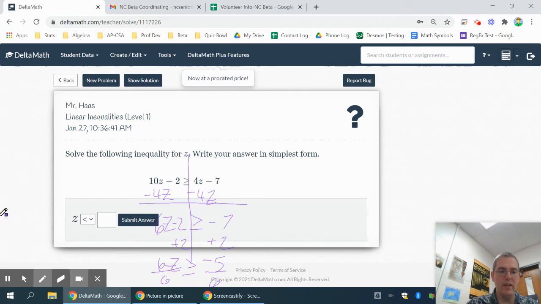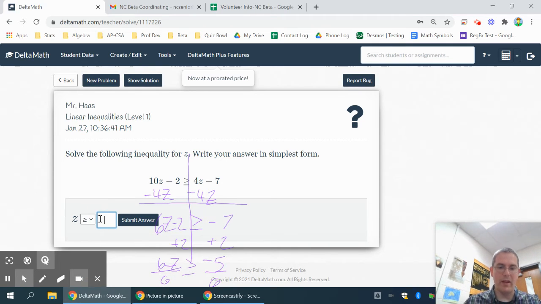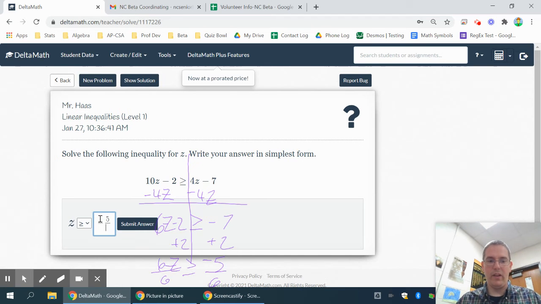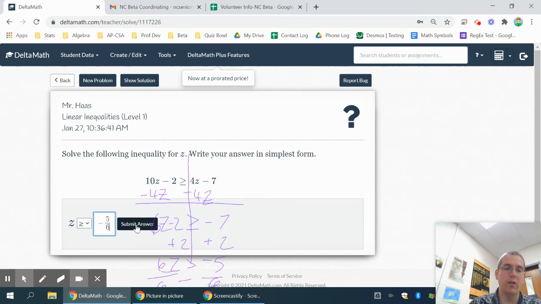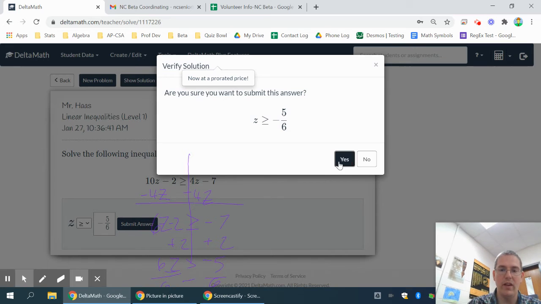So that means z should be greater than or equal to, so change your sign to greater than or equal to, and then just type in -5 over 6. It's okay to leave these as fractions. Don't try to make them decimals. That should give you the answer.